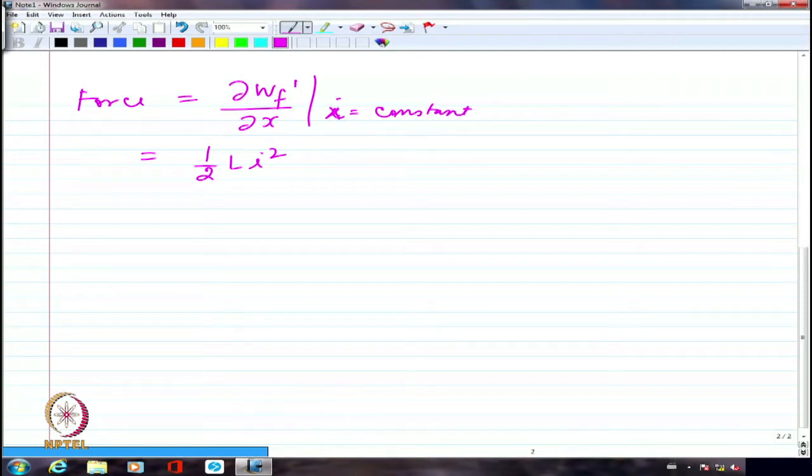So we take the partial derivative of this with respect to x. I don't know how exactly the inductance is going to change. After all, the current we invariably assume as varying only with respect to time. We do not look at it varying with respect to the position.